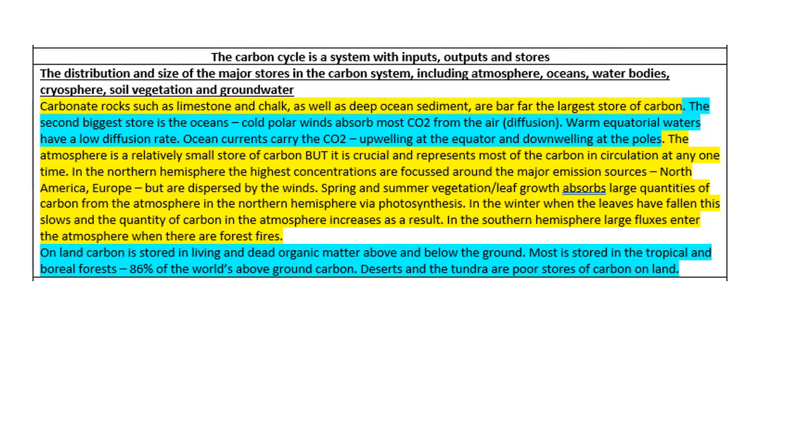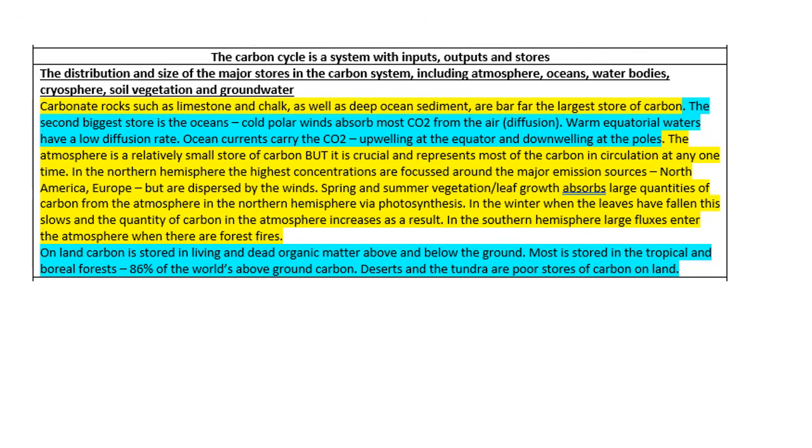So we need to be able to talk about the distribution and size of the stores of carbon. So the rocks, the carbonate rocks, are the biggest store of carbon. So we're talking about rocks like limestone and chalk. Second biggest store is the oceans, and it's the cold polar winds that absorb most carbon from the air. The warm equatorial waters have a lower diffusion rate, but we have got a movement of that carbon upwelling at the equator, downwelling at the poles, moving through the oceans.